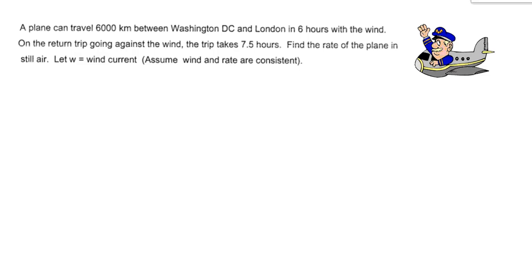Let's try another one. A plane can travel 6,000 kilometers between Washington, D.C. and London in 6 hours with the wind. Now, this becomes important, and we'll talk about why. On the return trip going against the wind, the trip takes 7.5 hours. Find the rate, that's a math word, in still air. We'll talk about that in a minute. Let W equal the wind current. Okay, these are D equals RT problems.